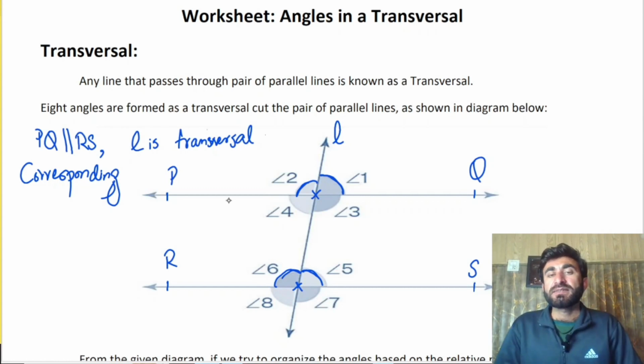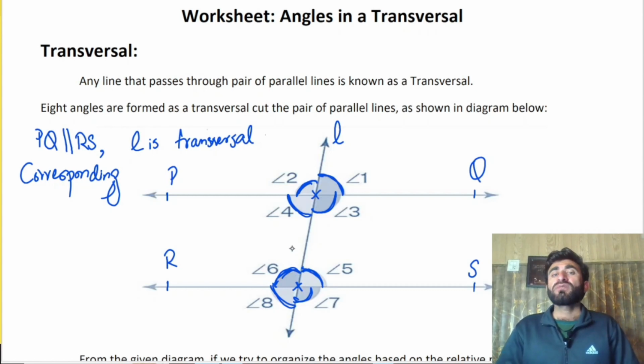The next is alternate angles. Alternate angles are the angles which are alternate to each other. Like we can see that angle 6, the alternate to it will be angle number 3. Similarly, angle number 5 will be alternate to angle number 4. These two are the interior alternates. At the exterior, angle 1 is alternate to angle number 8, and angle number 2 and angle 7 are alternate to each other.